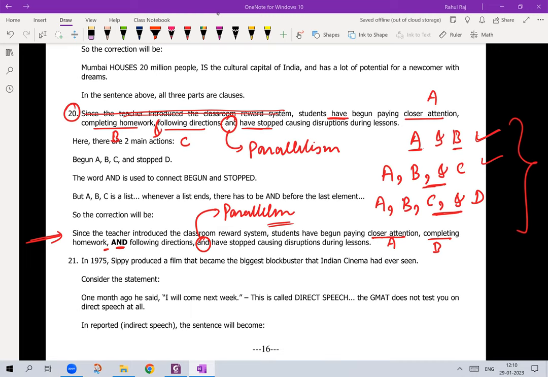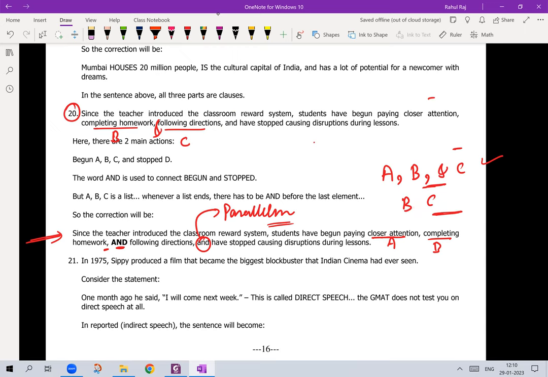No, because these are two different actions. Simple, Abhishek. Imagine if I say, "Abhishek started work, comma, finished work." Do you think this is a right statement? Because there are two different actions being done by Abhishek. "Abhishek has started work." So when one subject does two different actions, there should always be a conjunction in between. Okay, so there are two different actions.